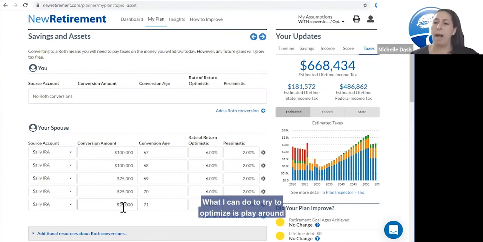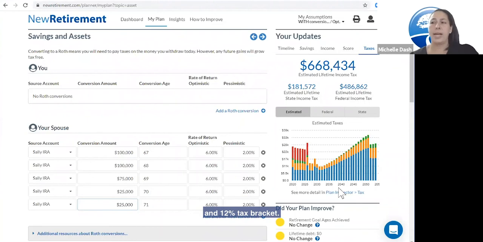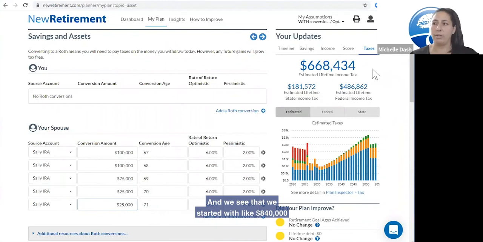What I can do to try to optimize is play around with different numbers and look at this chart to see how it's changing my tax liabilities. As I look over the chart now, before we had that big void in the tax window, and now we've really filled that up in the 10 and 12% tax bracket. We started with like $840,000 of tax liability, and we've reduced that by nearly $200,000 just by bringing some of these conversions forward. So that's really it in terms of modeling the Roth conversions.